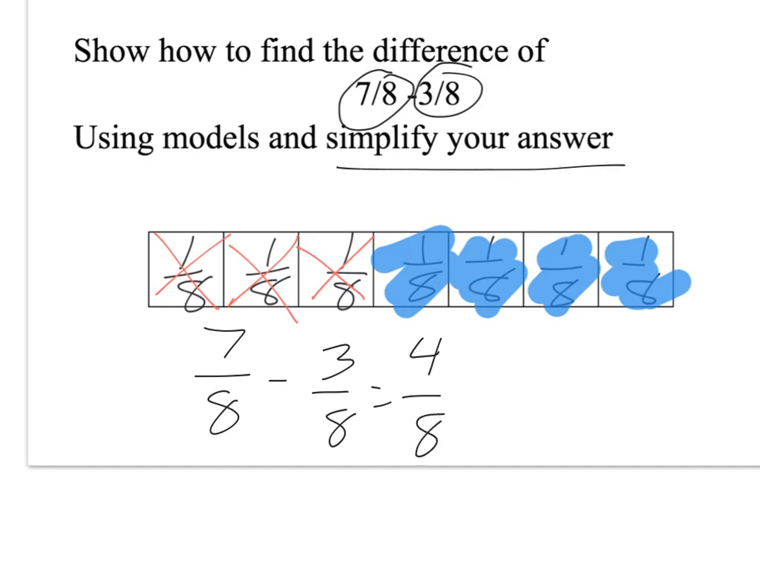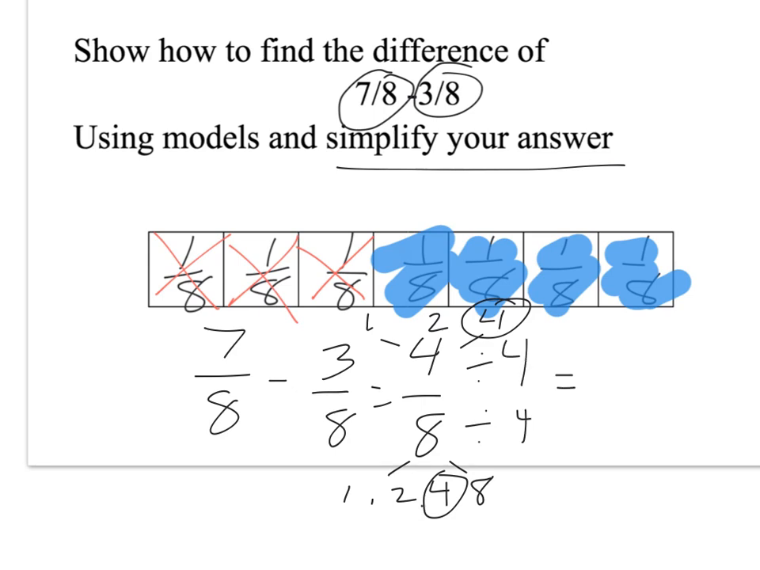So you need to first think about what are the factors of 4. The factors of 4 are 1, 2, and 4. The factors of 8 are 1, 8, 2, and 4. So now I can see that 4 is my greatest common factor. So I'm going to divide both the top and the bottom by 4.